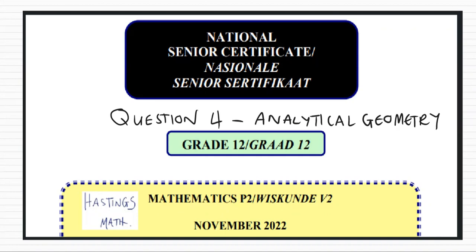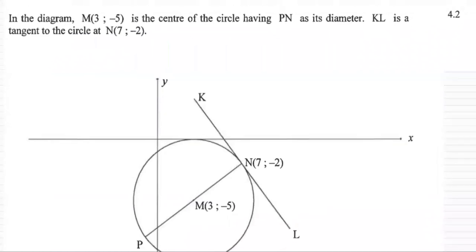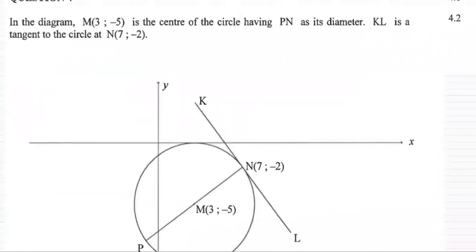Right, this is the CAPS DBE NSC Mathematics Paper 2 from November 2022. Going to be looking at question 4, an analytical geometry question. Question 4, this diagram is given.